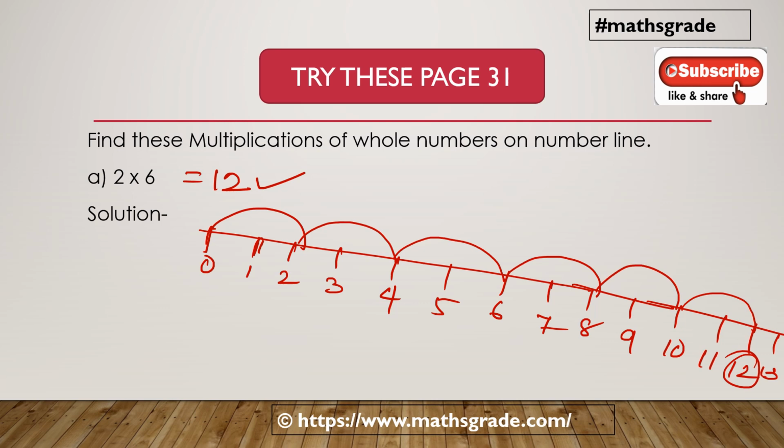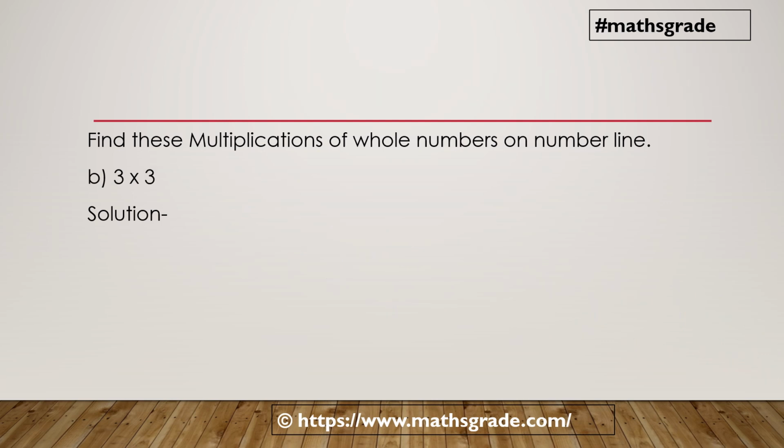And 12, this is the representation of multiplication of whole numbers, 2 multiplied by 6, which is 12, on the number line. Now question number second, bit B. 3 multiplied by 3. Represent the multiplication of the whole number 3 multiplied by 3 on the number line.